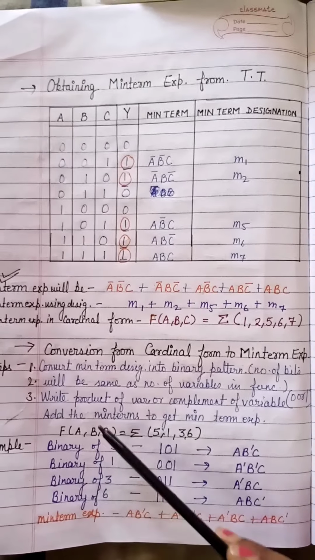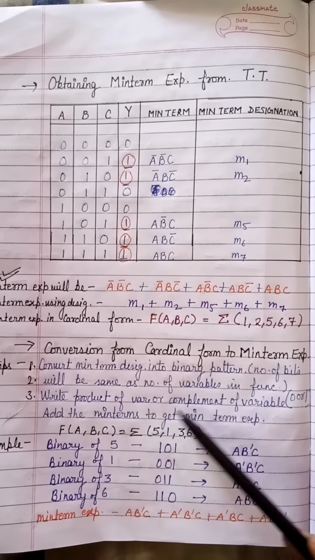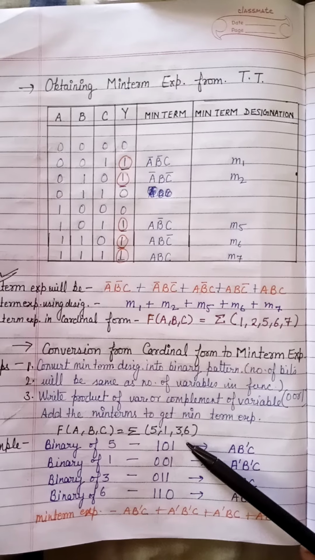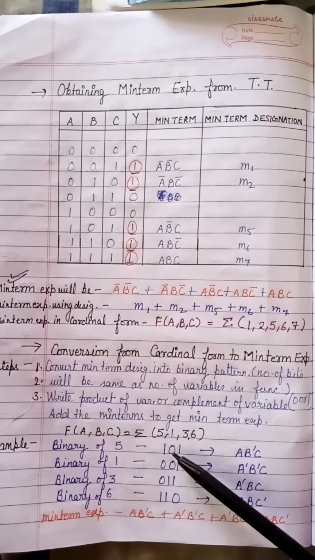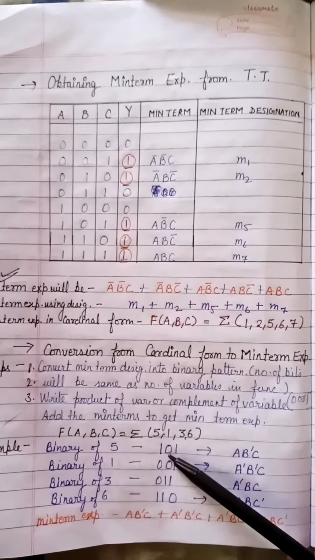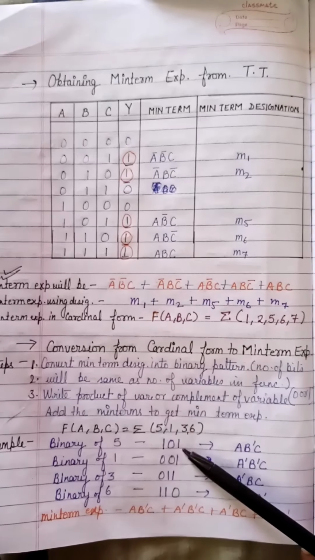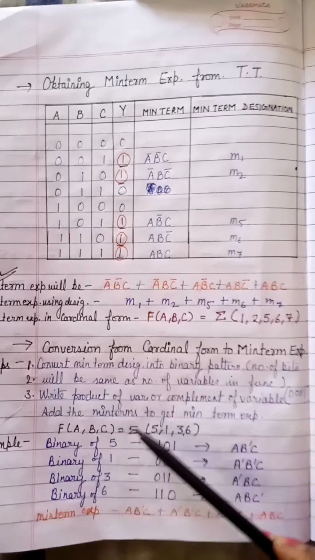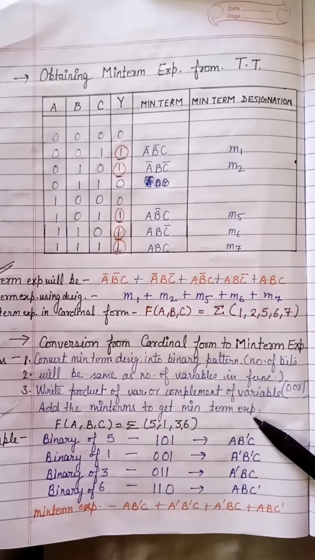Then you will write the product of variable or complement of variable depending upon the 0 or 1. If 0, you will be writing the barred variable, and if 1, you will be writing the variable only without bar. Now add the minterms to get the minterm expression.